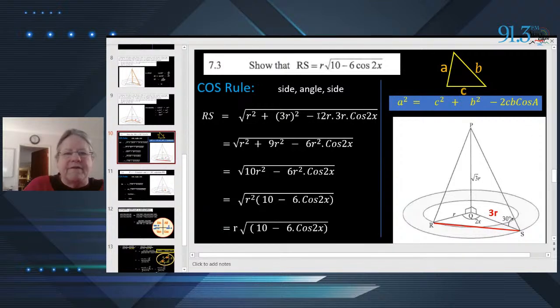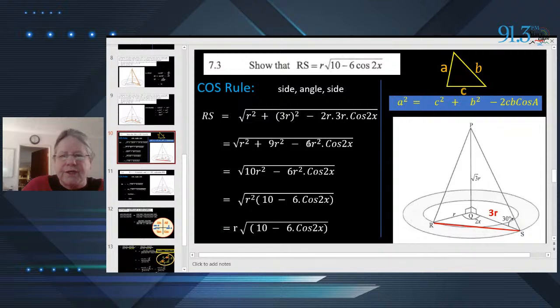So now we simplify this. So we'll end up having R squared equals 9R squared minus 2 times 3 is 6, R times R is R squared, times cos 2x. Now this is where they catch you guys out, because these all look like apples. So you guys normally do R squared plus 9R squared minus 6R squared. You can't do that, okay?